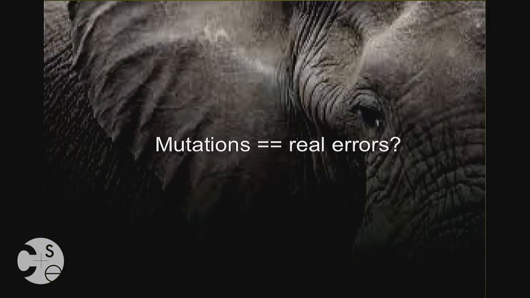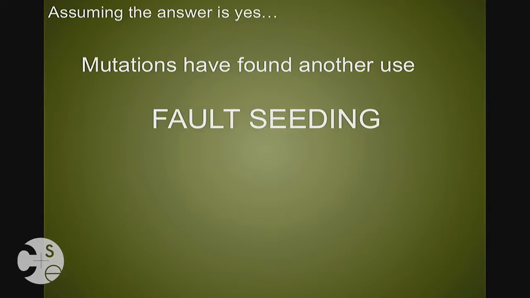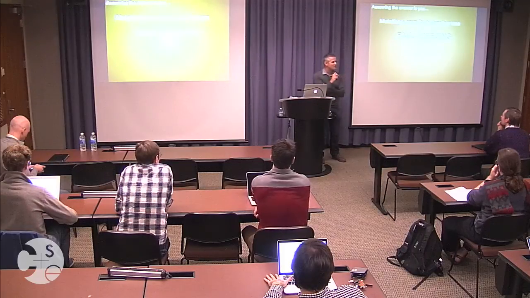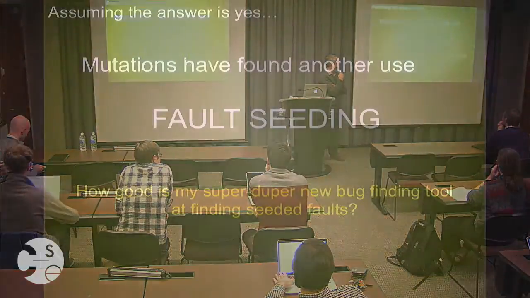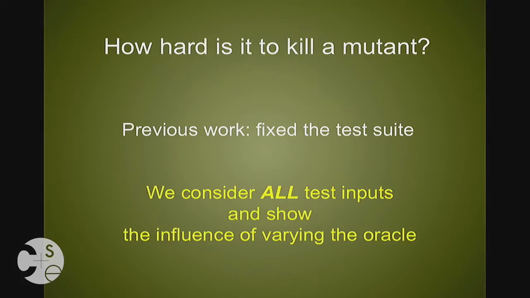Okay, so the elephant in the room, of course, is whether mutations are the same as real errors. We don't care about that, but let's just assume the answer is yes, which a lot of people assume. One other use then for mutations is to seed faults. So create some fake faults, basically, or real faults, whatever, depending on how you feel about it. And then you want to see how good is your tool that you just developed, your new bug finding technique or whatever. You want to know how good it is at finding these faults that you just seeded. So the question then is, how hard is it to kill such a mutant? How hard is it to detect a mutant?